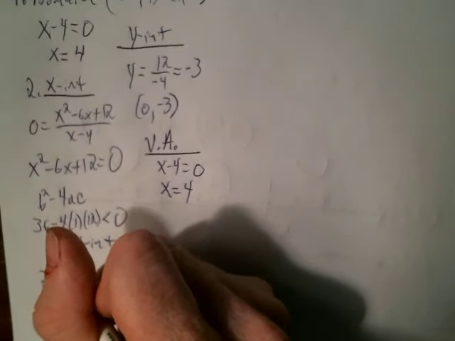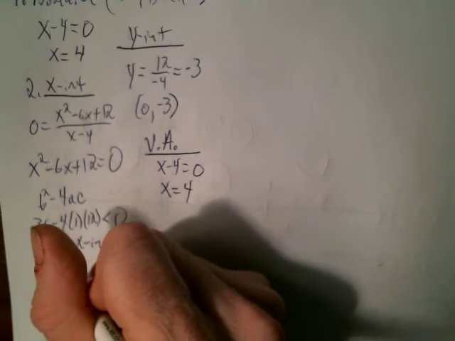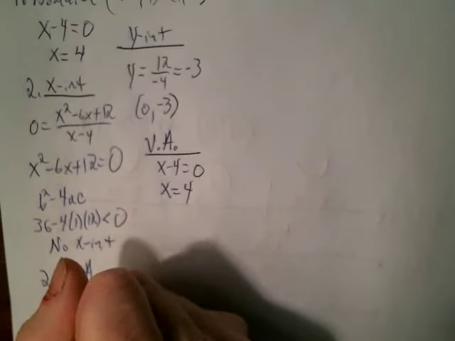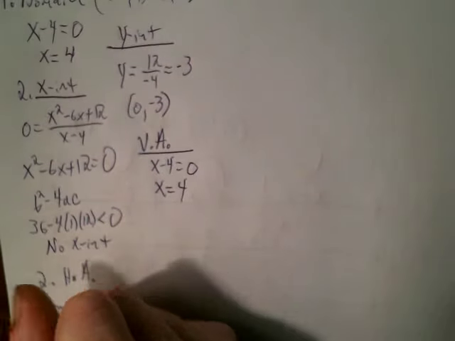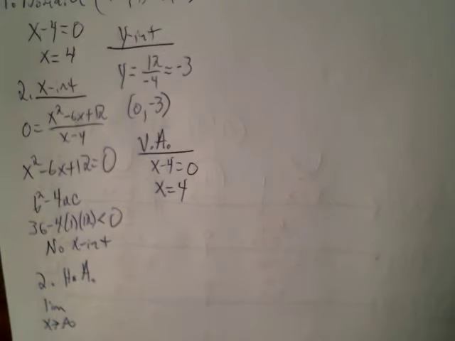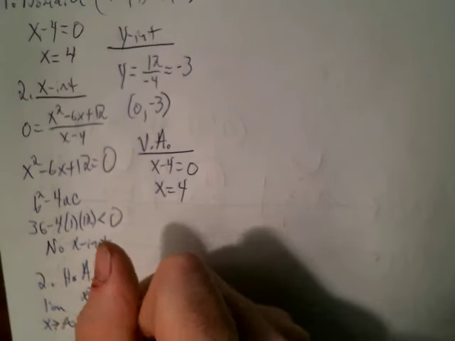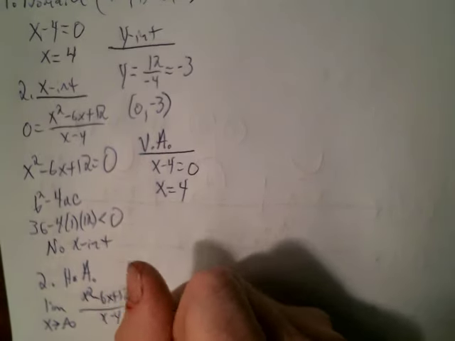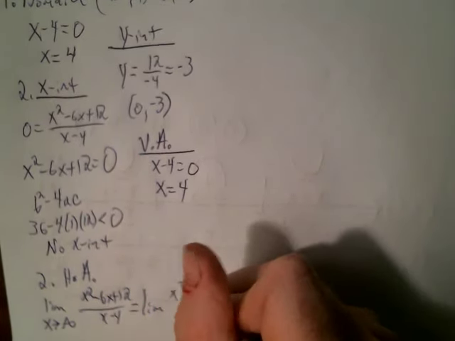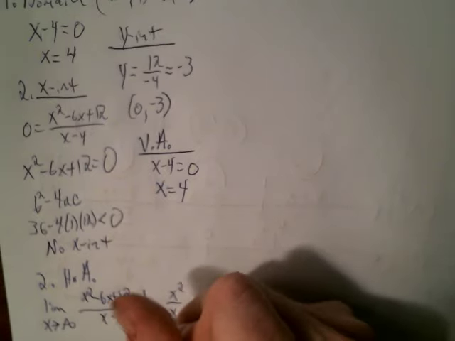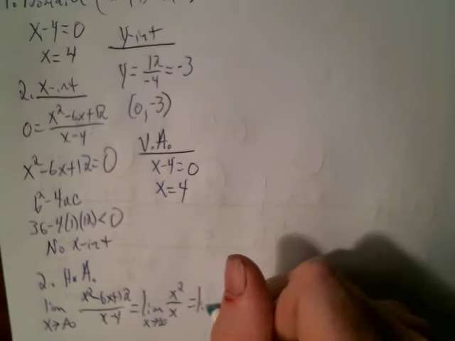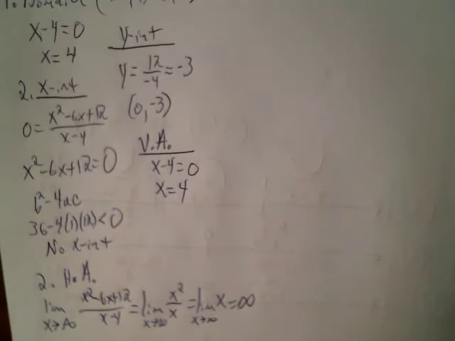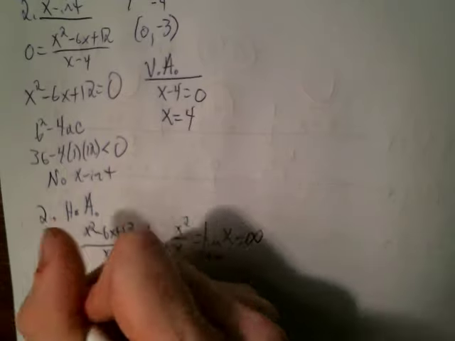Okay, so the horizontal asymptotes, right? HA. If you take the limit of this thing as x goes to infinity, what do you have? x squared minus 6x plus 12 all over x minus 4. That's equivalent to the limit of x squared over x as x goes to infinity, which will be the limit of x as x goes to infinity, which means it's going to positive infinity. So there's really no horizontal asymptote there.